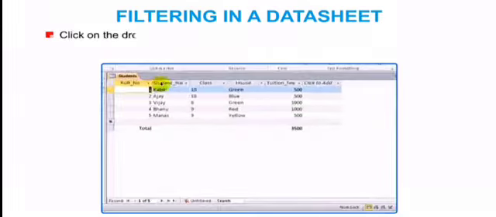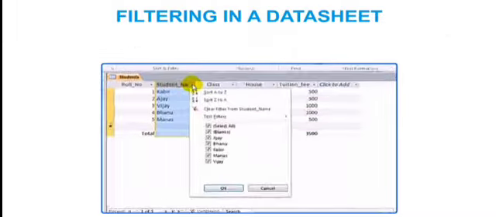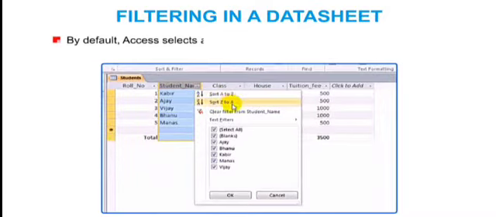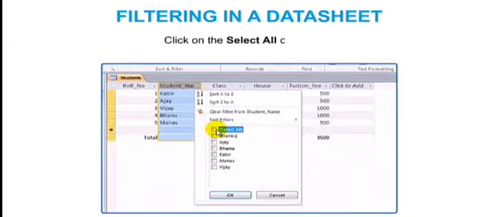Click on the drop-down arrow present at the right of the column header whose data you want to filter. By default, Access selects all the checkboxes under the Text Filters option. Click on the Select All checkbox. All the selected checkboxes will be deselected.